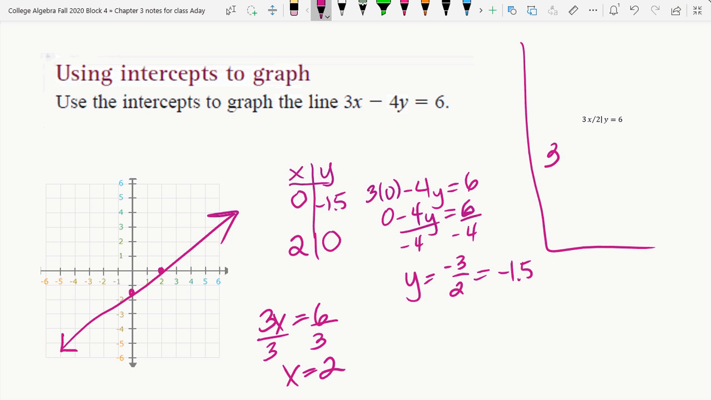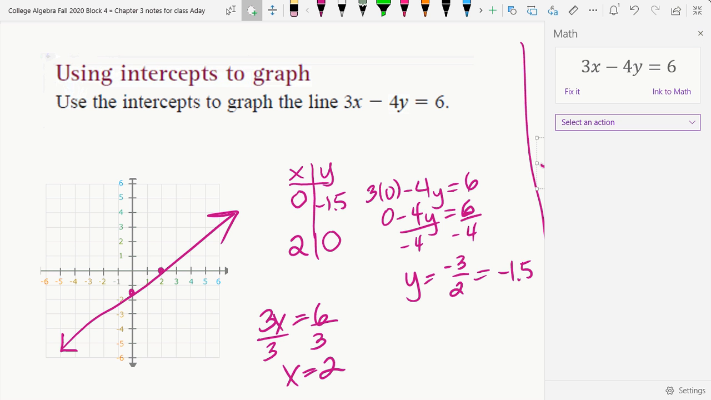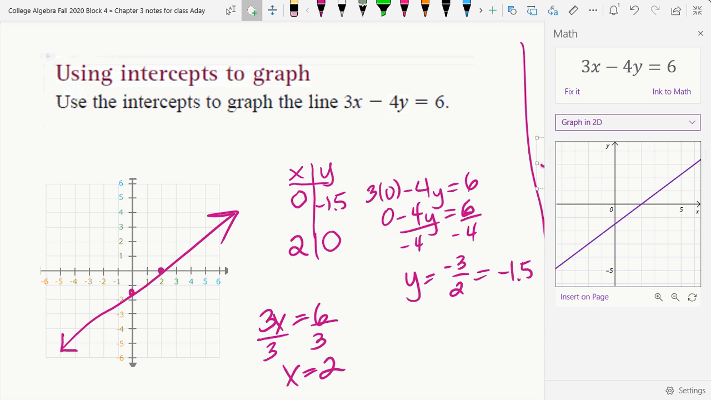So 3x minus 4y equals 6. Let's try the lasso one more time. Hit math again. That is correct. Select an action. I want to graph in 2D. And does that look like my line? Yes.